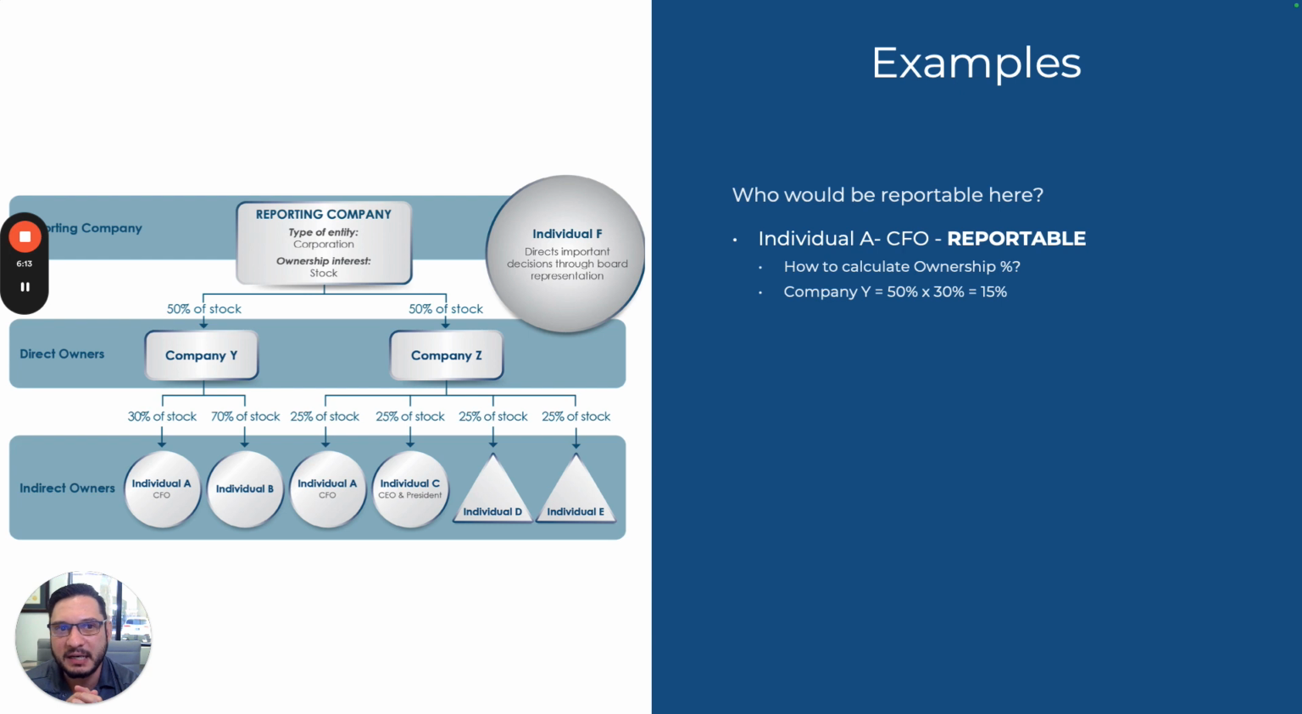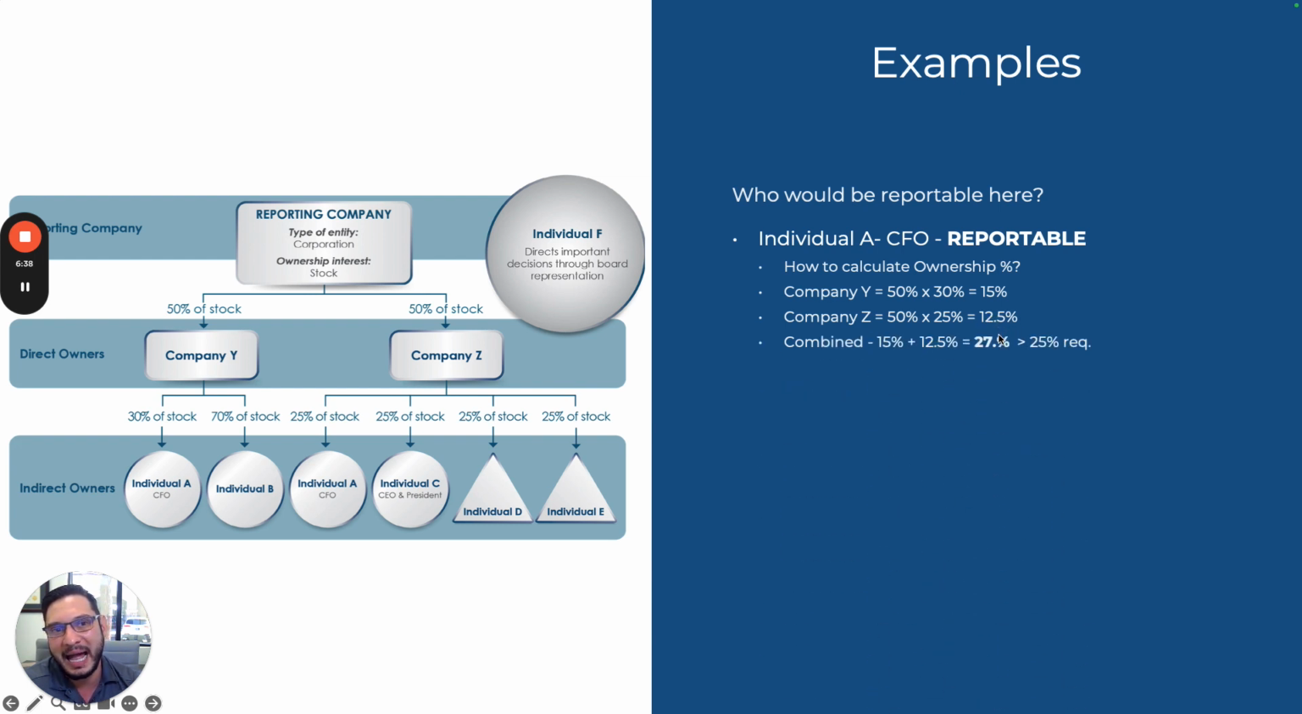So 50% of the reportable company, we are going to multiply individual A's 30% ownership of Company Y. That is going to give us 15% ownership. Follow that same principle with Company Z. Again, 50% ownership of the reporting company. We multiply their 25% ownership of Company Z. That gives us 12.5%.